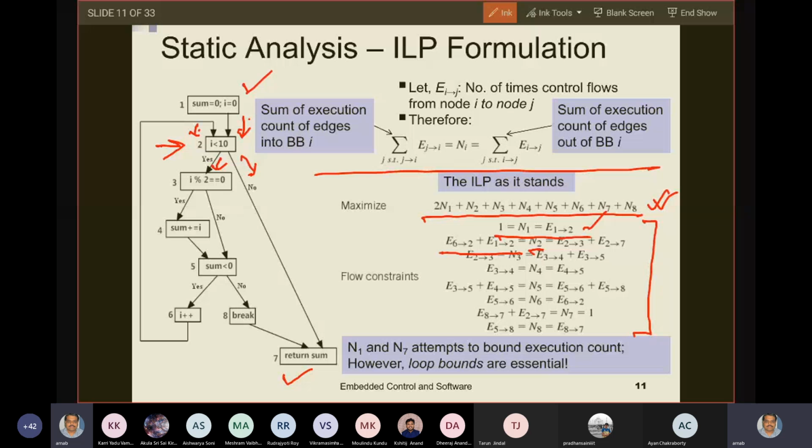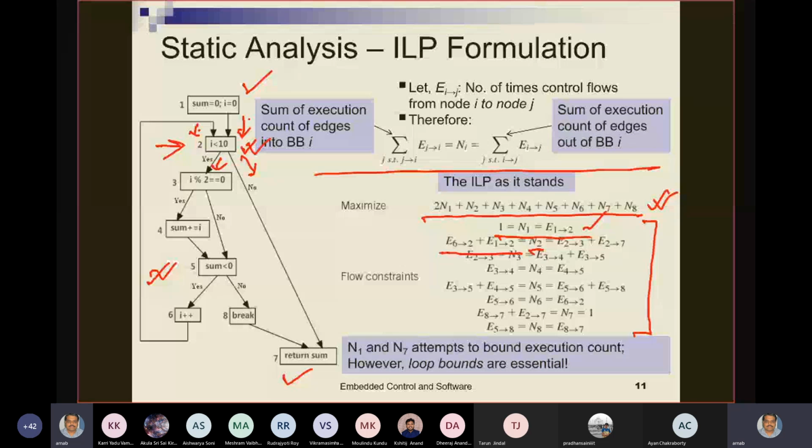So here in basic block number 2, we have a bound on the loop which says that i will be less than 10. From that we understood that E62, that means the number of times control flows from basic block 6 to basic block 2, can be at most 10 times, and hence basic block 2 can execute at most 11 times. Another important aspect which we did not talk about last day is this.